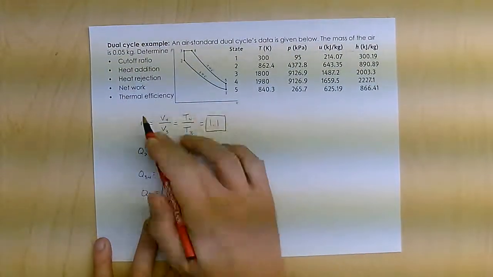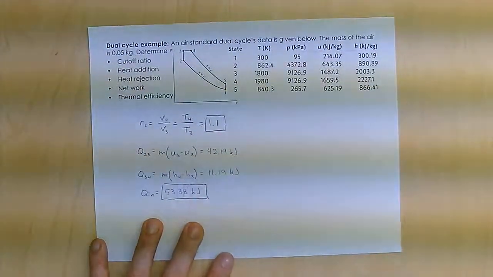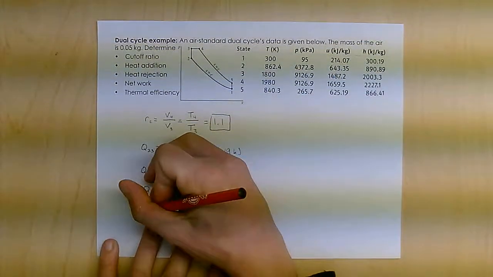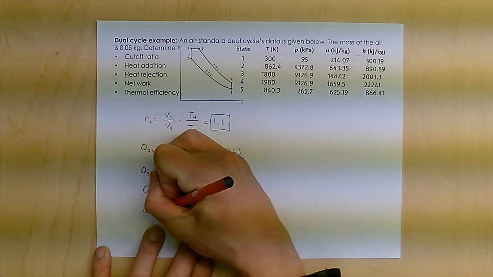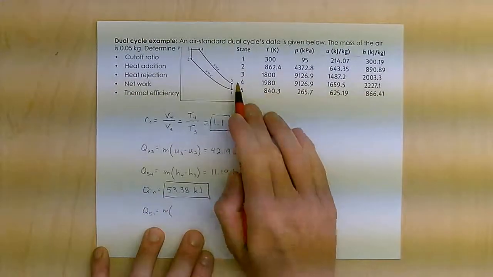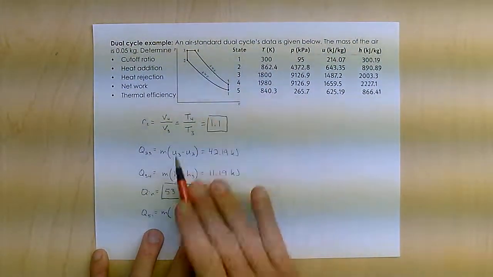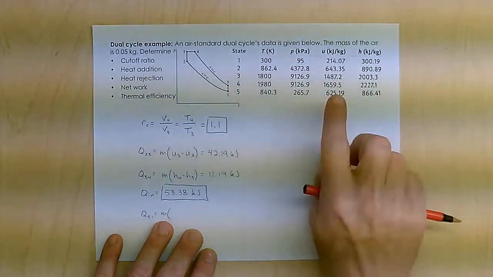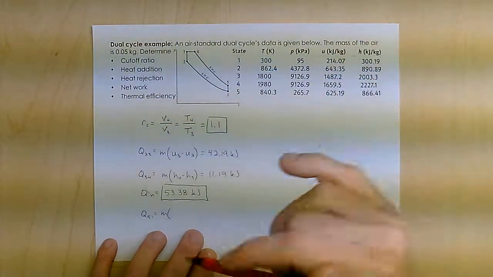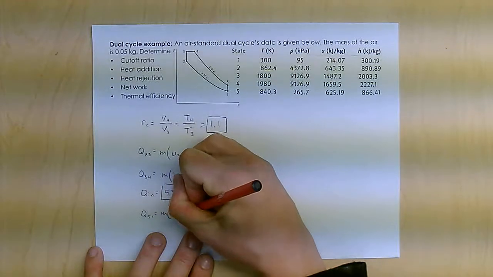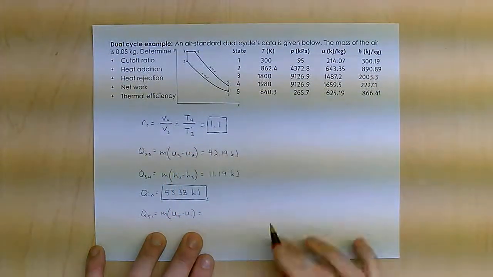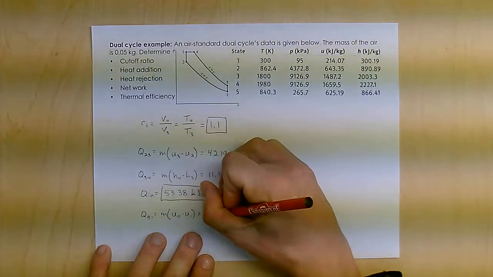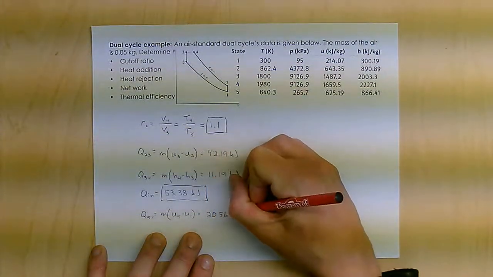Okay. Q out is right here, 5 to 1. Constant volume heat rejection. So Q5 to 1 is nothing more than change in U, because again, I don't have any work going on here. Work is 0, therefore Q is just delta U. Okay, so I just use these two guys here, U5 minus U1. So Q out is that, plug those values in here, and I get 20.56 kilojoules. That's how much is going out.